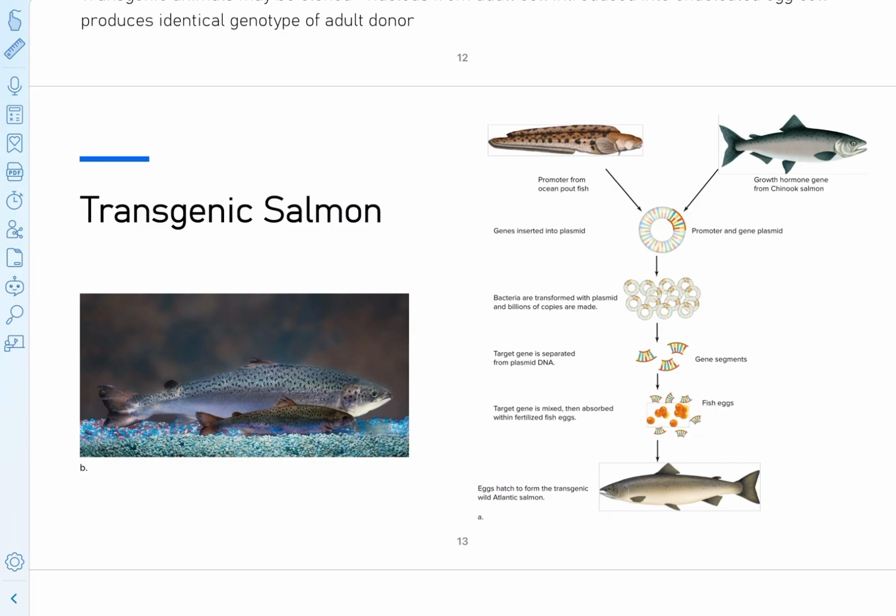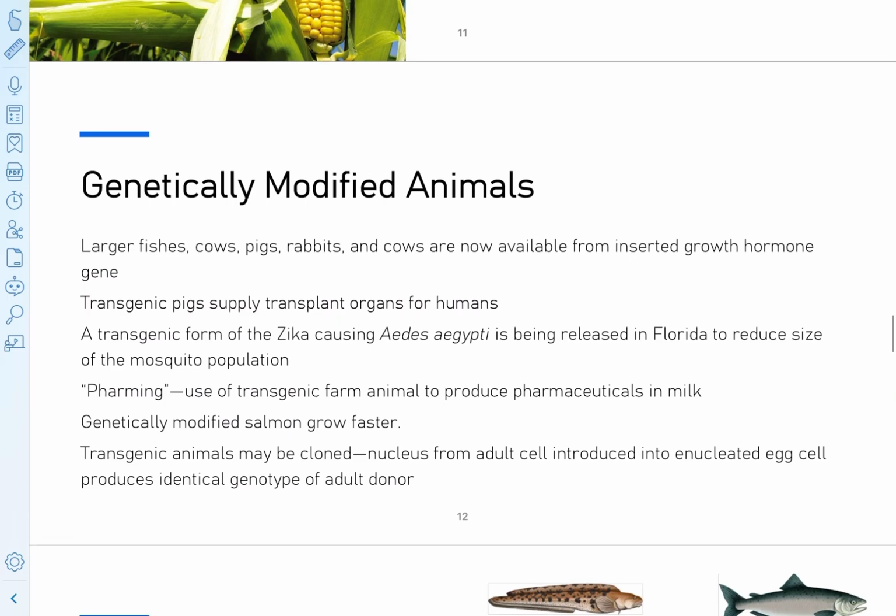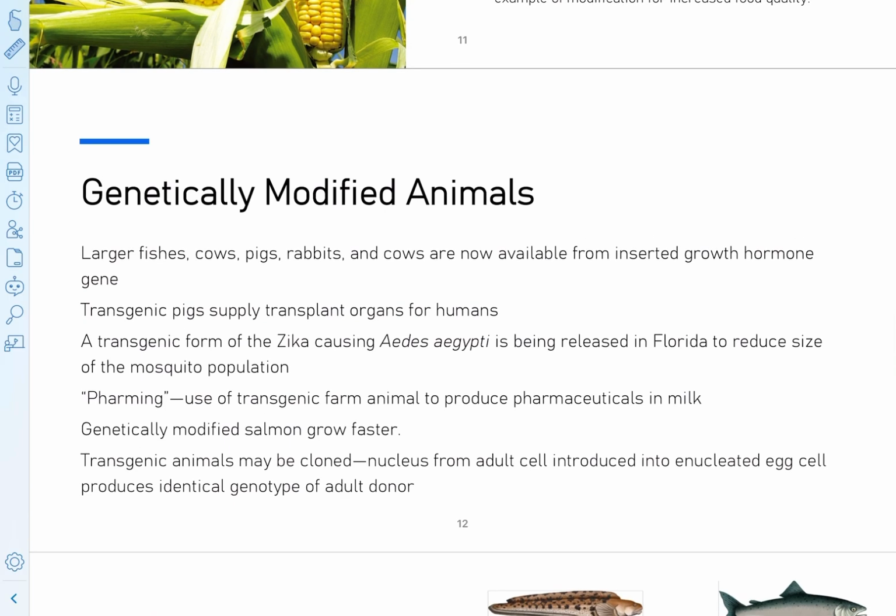In addition to food production, transgenic animals have also been created for medical applications. So we have transgenic pigs, for example, that have been engineered to help provide organs for human transplants. And these pigs are modified to make the organs more compatible with human biology, and this potentially can alleviate the shortage of donor organs. We also have genetic modifications that are being explored to make animals more resistant to diseases like mad cow disease or foot and mouth disease, helping reduce the risk of outbreaks in livestock populations.